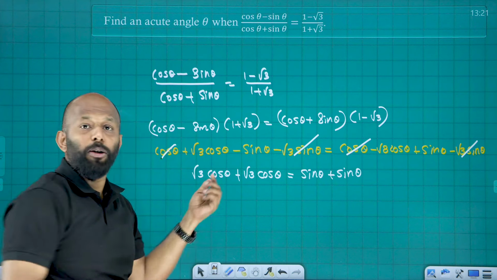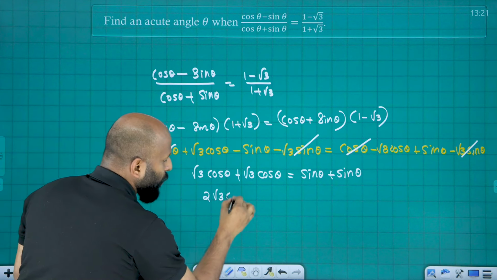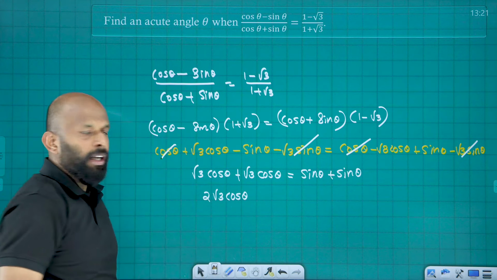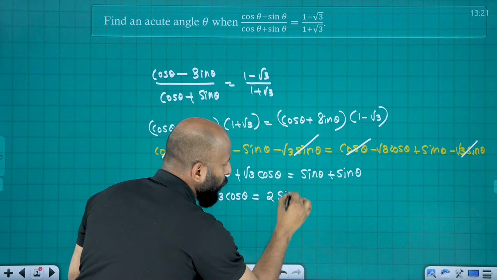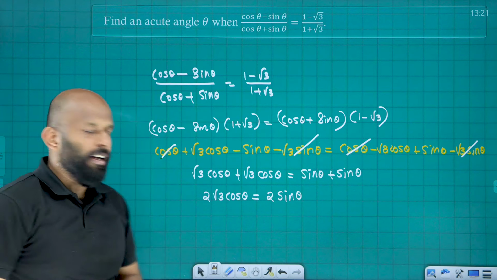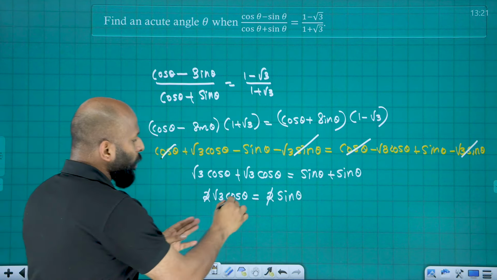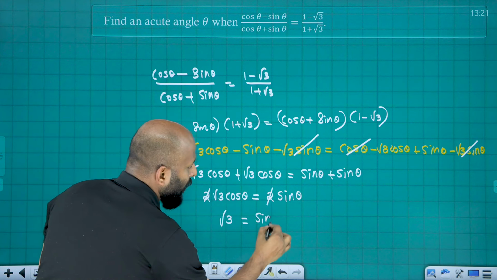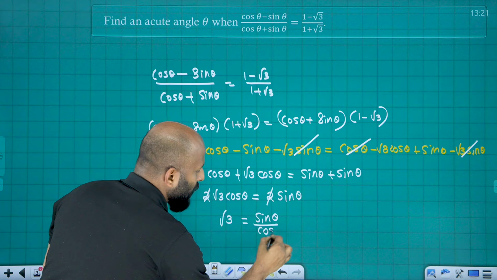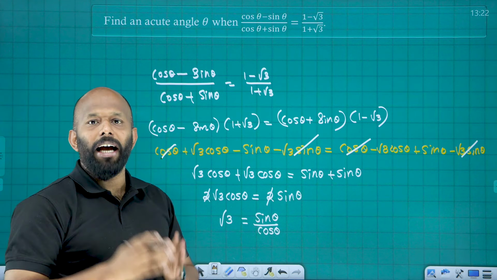Now what is root 3 cos theta plus root 3 cos theta? That is 2 root 3 cos theta. Then what is sin theta plus sin theta? That is 2 sin theta. Now we can cancel 2 and 2 from both sides. Then we can take cos theta to the right side: root 3 is equal to sin theta divided by cos theta. Then tell me, what is sin theta by cos theta? Sin theta by cos theta is tan theta.